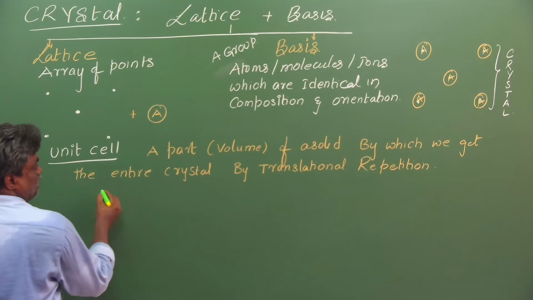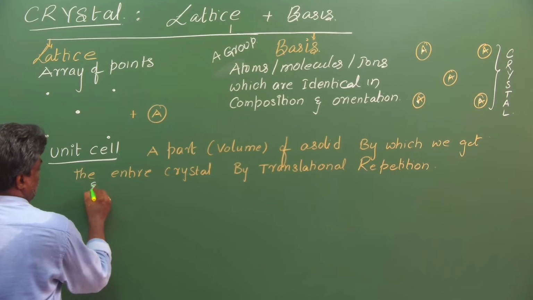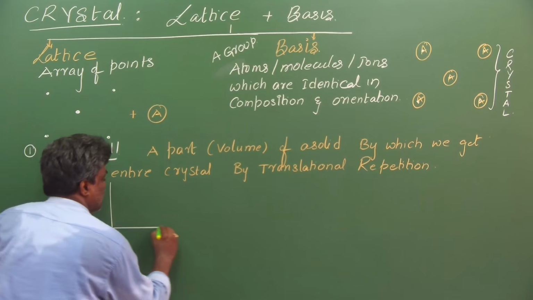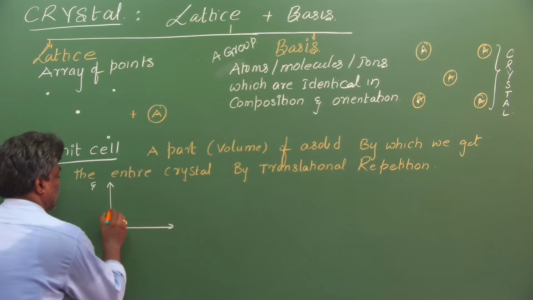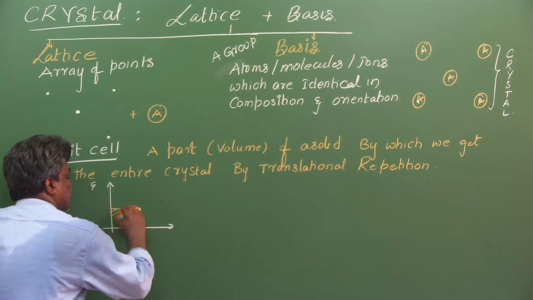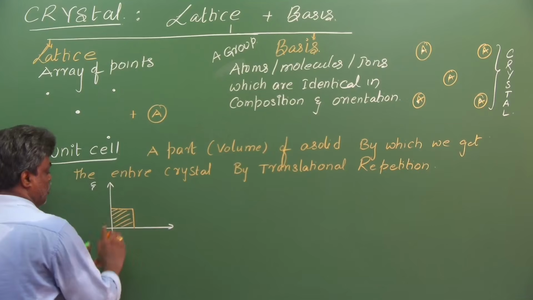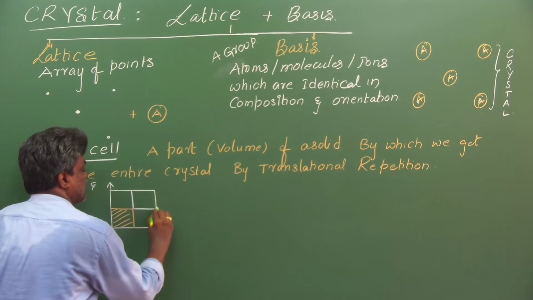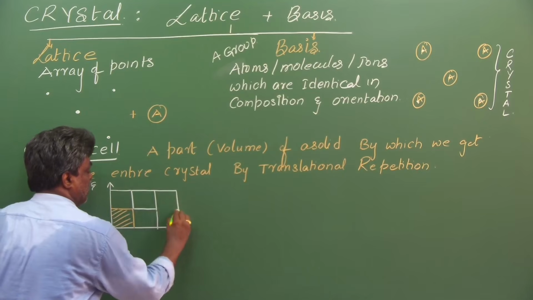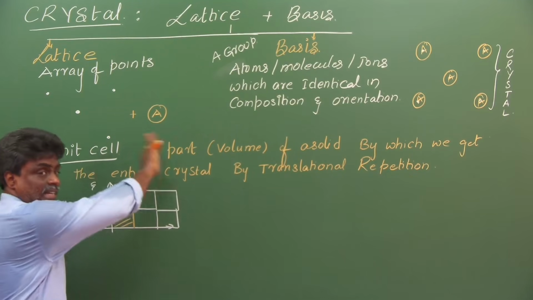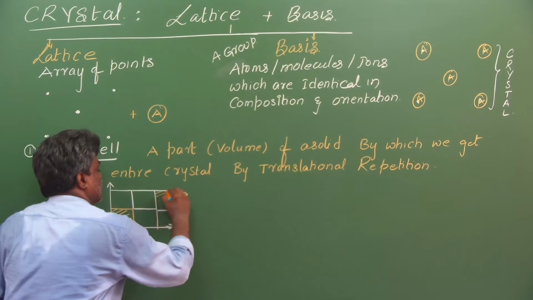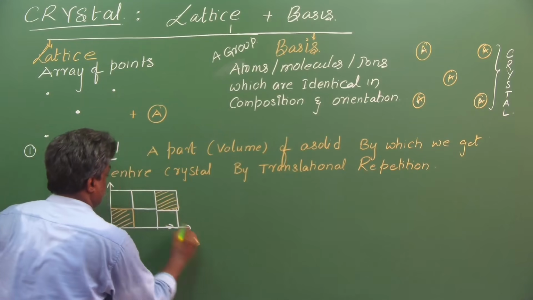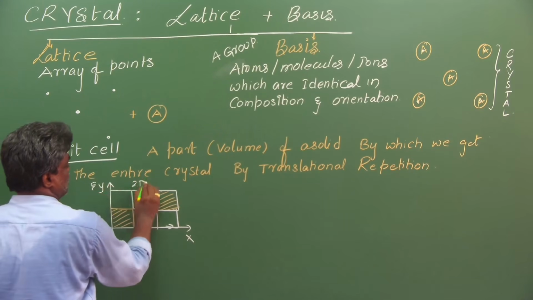For example, in 2 dimensions I am taking this is the part I have taken. Now if you keep on placing the same part everywhere, you will get this entire solid. So this is the translational repeating. This is X and Y, 2 dimensions.